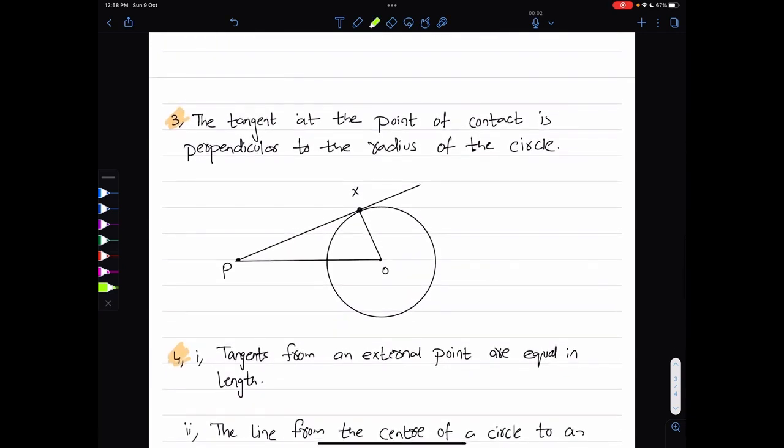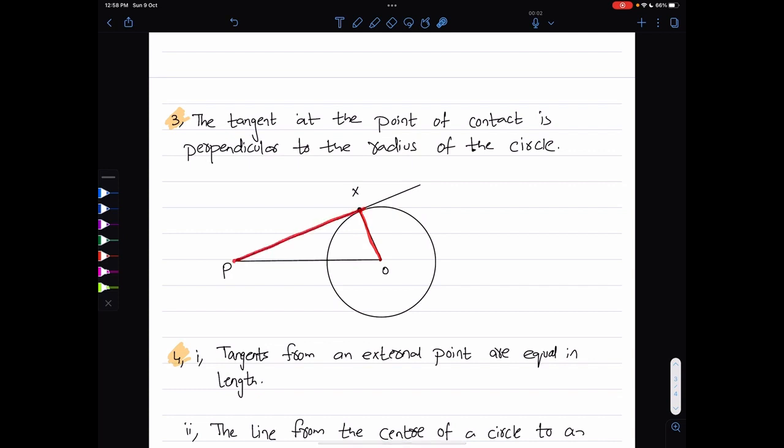The next property is related to the tangent of a circle. If there is an external point P and you draw a tangent line from that external point, it touches the circle at one point. A quick recap: what is a tangent line? A tangent line is a line that touches the circle at one point. Let's say that point is X. OQ is the radius of the circle. PX is a tangent line.